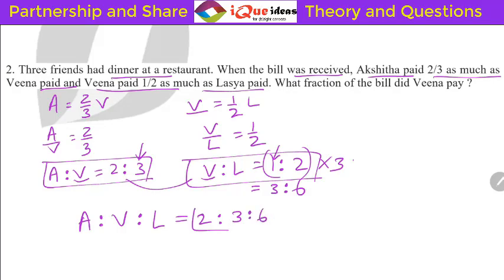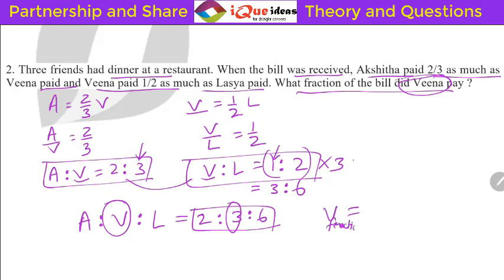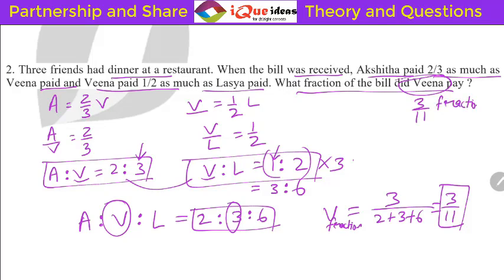Now what does this mean? The question is saying what fraction of the bill did Veena pay? V. Now V is here 3. Okay. So Veena's fraction will be the value here, 3, divided by the total 2 plus 3 plus 6. That's it. So it is 3 divided by 2 plus 3, 5 plus 6, 11. So Veena pays 3 by 11 fraction of the total bill. Okay, so this was a direct question, not directly related to the concept that we have just done. Let's take the next question that is related to that concept.